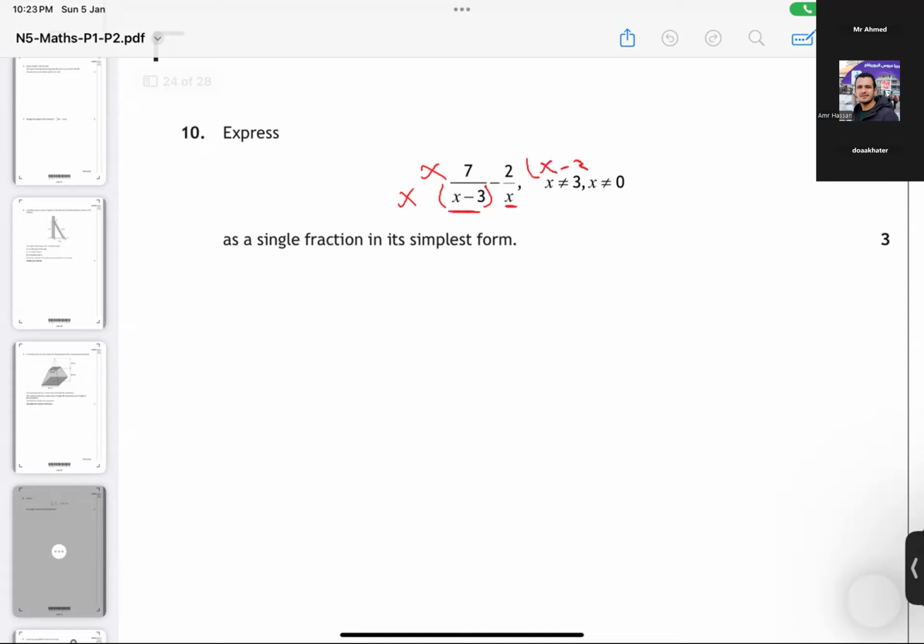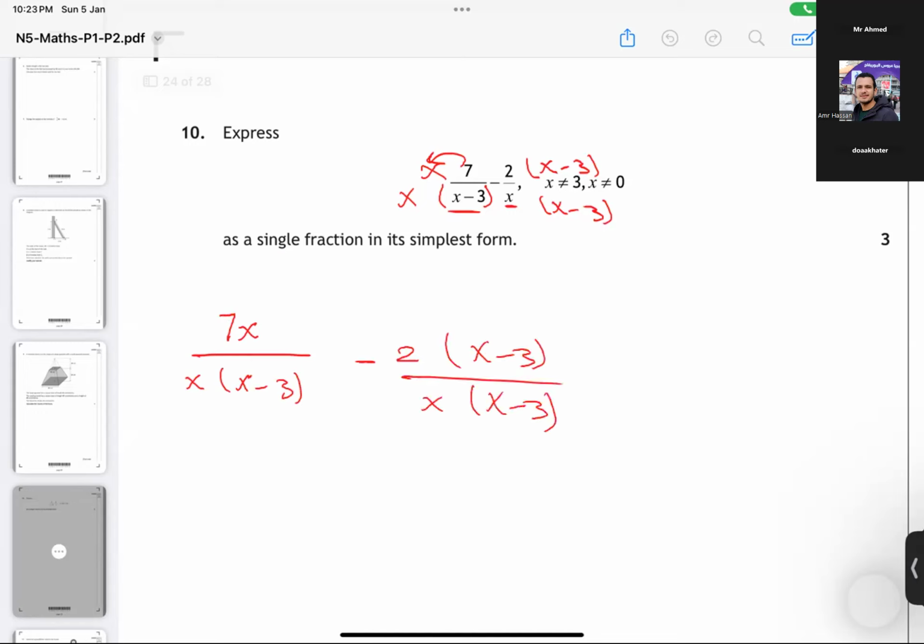So x minus 3 there and x minus 3 there. The point is, let me take a look at the denominator. I think they are exactly the same. This is the point. I'm trying to turn them to have the same denominator to be able to add or subtract. Without the same denominator, I wouldn't be able to add them together. So this one is going to be 7x divided by x multiplied with x minus 3, minus 2 multiplied with x minus 3 divided by x multiplied with x minus 3. You get it?